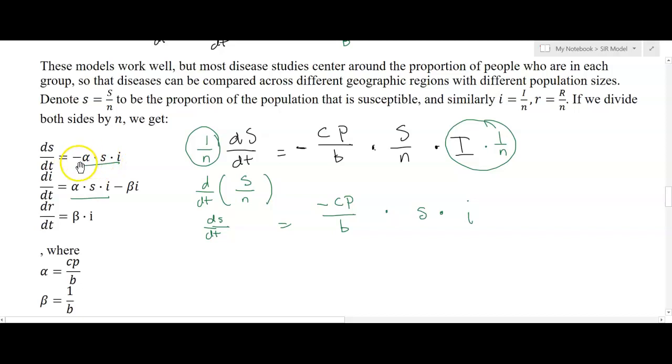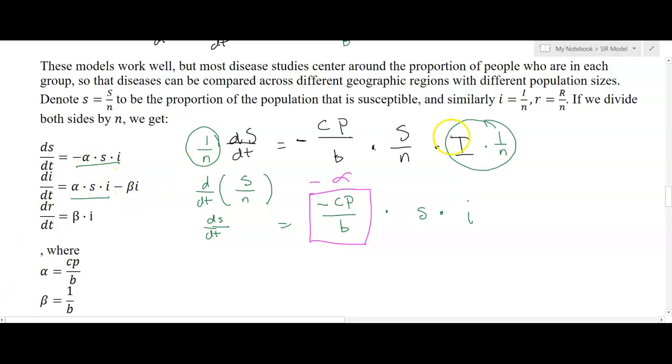And notice that now we're saying negative alpha s i. This whole thing here is what we're going to call the negative of alpha. All these parameters, alpha and beta, are actually non-negative constants, so if we want to make them negative, we have to put the negative sign in front of them. It just makes the model look a little prettier. You can see that what comes out of susceptible is what comes into infected, and what comes out of infected is what comes into the removed group. And now down here we'll say alpha is actually C times P over B.